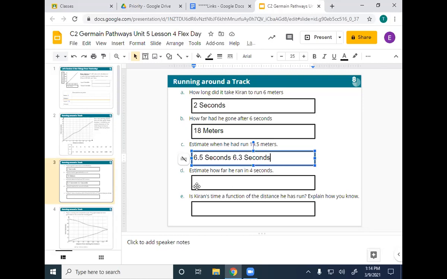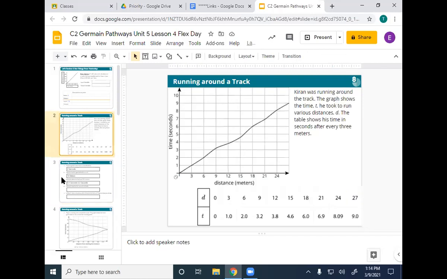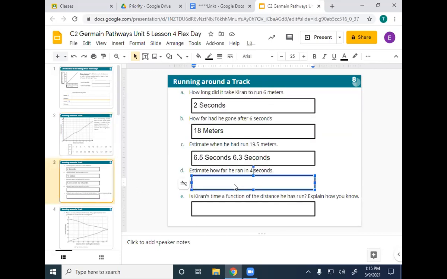It said estimate how far he ran in 4 seconds. So who can help me with this one? What do we think? Bridget, help me out. I used the table. Okay, she used the table. And I looked at where it was between 3.8 seconds and like 4.6 seconds. Okay. Good. And I got an estimate of like 13 meters. 13 meters. Good.